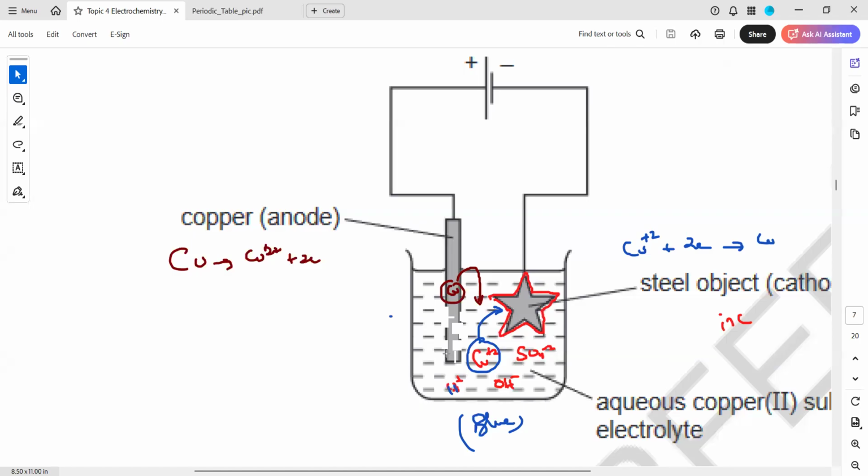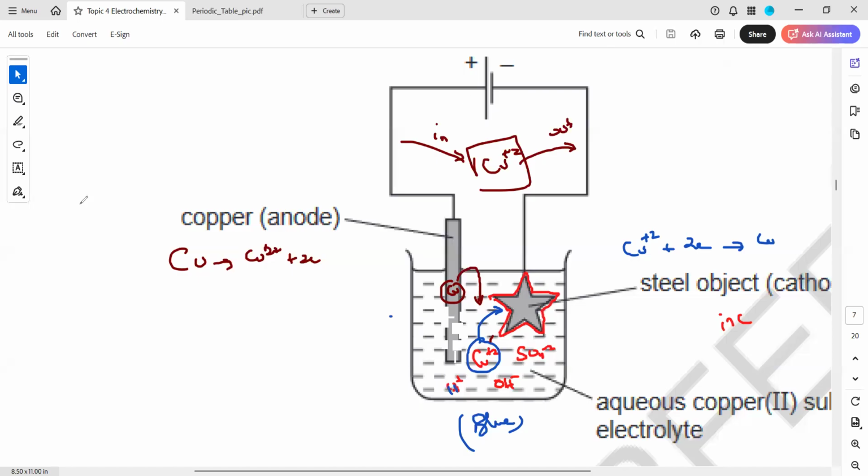What happened to the color of the solution? Will it change? It will remain blue. It won't become paler. Why won't it change color here? Because the concentration, the amount of the copper, won't change. As one copper ion is going out, another copper ion enters. So the amount of copper ion in the electrolyte does not change. That is why the solution will not become paler. It will only become paler if the amount of copper ion in the electrolyte decreases.